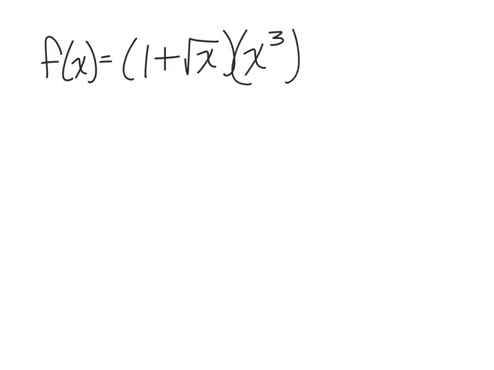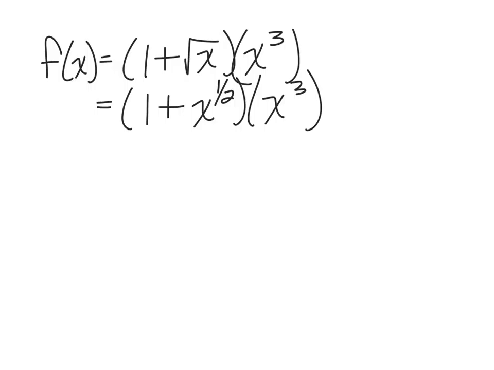Here's our function. f(x) equals (1 plus square root of x) times x cubed. And we want to take that derivative. Of course, probably the first thing we want to do is remember that square root of x is the same as x to the 1/2 power. That will make it easy for us to see how to use the power rule.